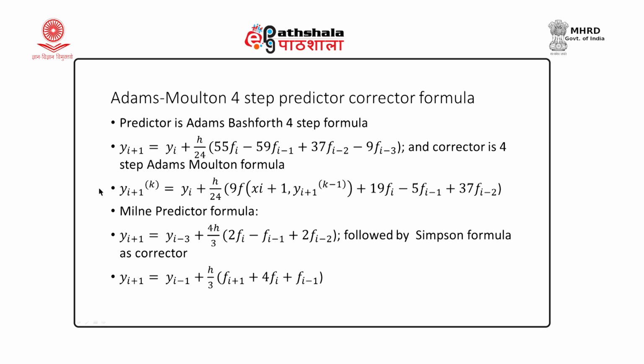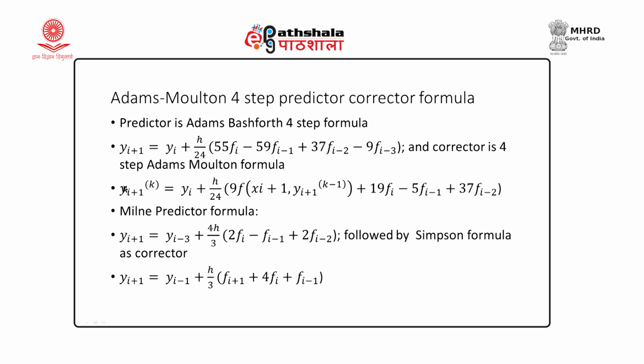This is the Adams-Moulton formula. Once this yi plus 1 is obtained, which is the first iteration, it becomes the input here for the second iteration. With this new yi plus 1, f of xi plus 1, yi plus 1 will be calculated, and again you get yi plus 1. This new yi plus 1 will be compared with the older yi plus 1. If the absolute value of this difference is less than epsilon, the tolerance limit, then we will stop the iterative process.